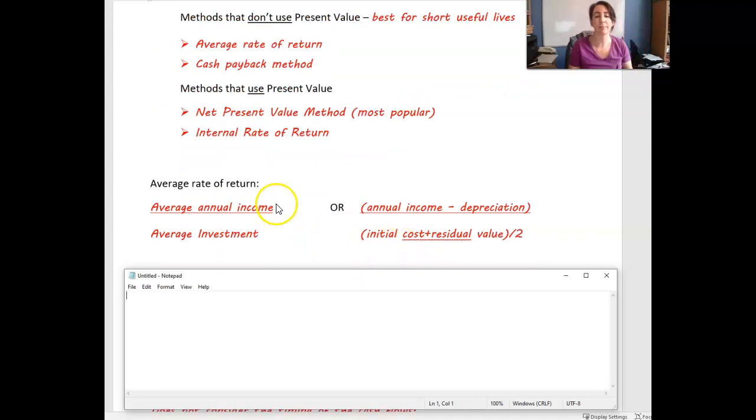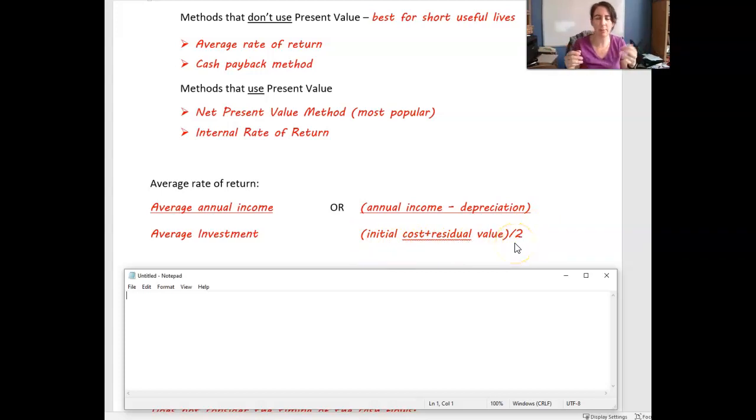Average rate of return is calculated as average annual income divided by average investment. Average annual income is going to be your annual income minus any depreciation. Hold on to that for a minute until we get to numbers, and I'll show you why that's important. Your denominator here, average investment, is how much you're planning on putting into the asset that you're buying or the investment that you're making. So you're going to have a beginning value plus an ending value divided by 2, because that's your average.